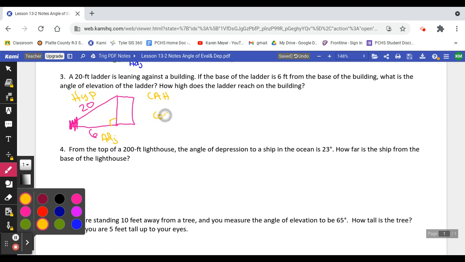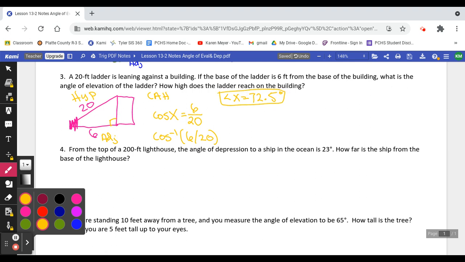So we're going to do cosine of X, because I don't know the angle, equals adjacent, which is 6, over hypotenuse, which is 20. And then remember, to find an angle, you have to do inverse. So hit second cosine of 6 divided by 20. And you will get angle X to equal 72.5.